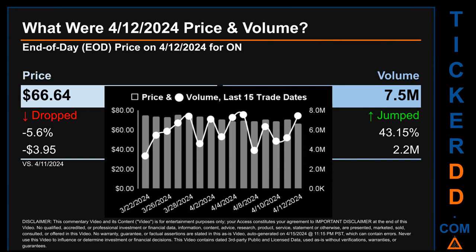The graph shows price and volume for the last 15 trade dates. Across a range of $8.97, the max and minimum end-of-day price were respectively 75.61 and 66.64. Volume saw a range of 4.2 million, from a day low of 3.3 million to a day high of 7.6 million.